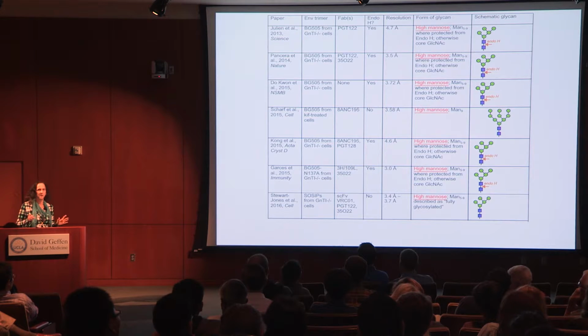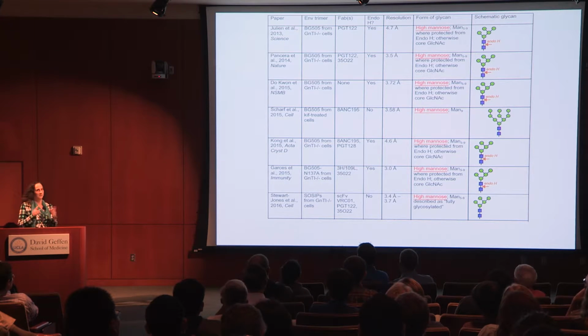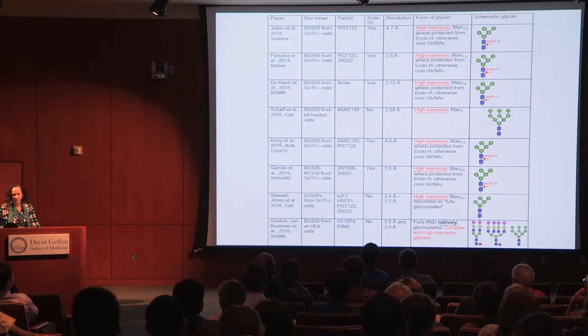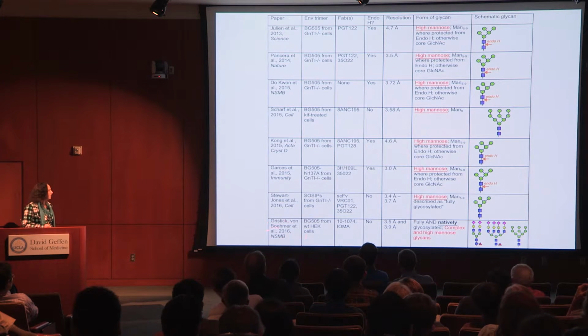And so they saw a lot of glycans, compared to these that were treated with NOH, they saw a lot of glycans on those structures, but they're high mannose only. So they're missing, for example, the negative charges that you'd see in the complex type glycans. Okay, so then this is the structure that we just published.